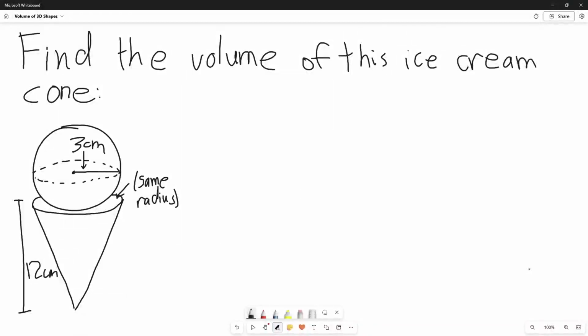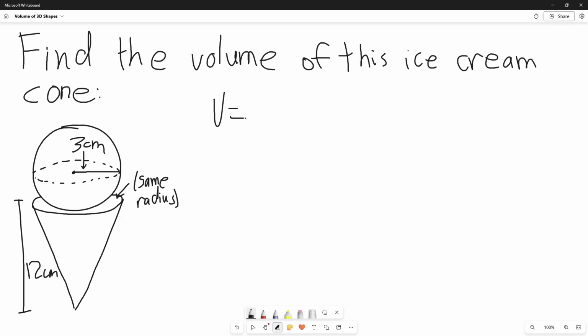Now, let's get into some practice problems. If you think you can do this one, then pause the video and try it. This one says find the volume of this ice cream cone, and in the ice cream cone we're given the ice cream, which is a sphere, and the cone. And we just need to find the volume of both and add them together. And even though there might be overlap between the sphere and the cone in a real ice cream cone, for this one we don't need to account for that.